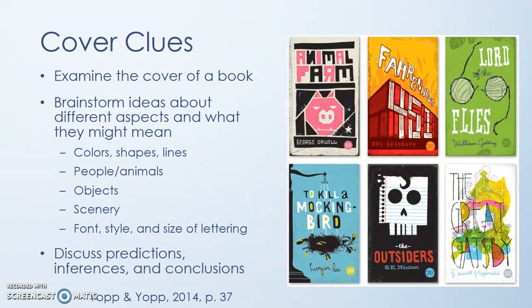Cover clues are where you take covers of a book and you brainstorm ideas about the different aspects and what they might mean. So some students might look at the colors, the shapes, and the lines and draw conclusions about what those things might mean. Other students might look for people and animals, others objects, others would look at scenery, and finally others would look at the font or the style and size of the lettering. And then students would discuss their predictions, inferences, and their conclusions, giving reasons to support all of those.